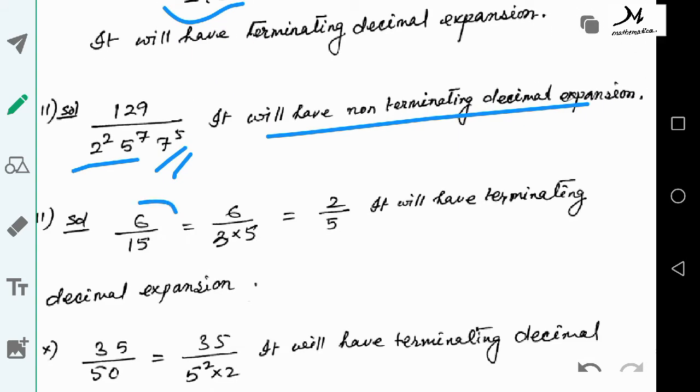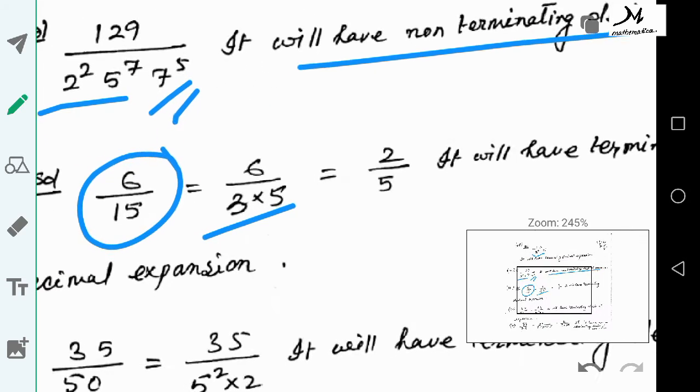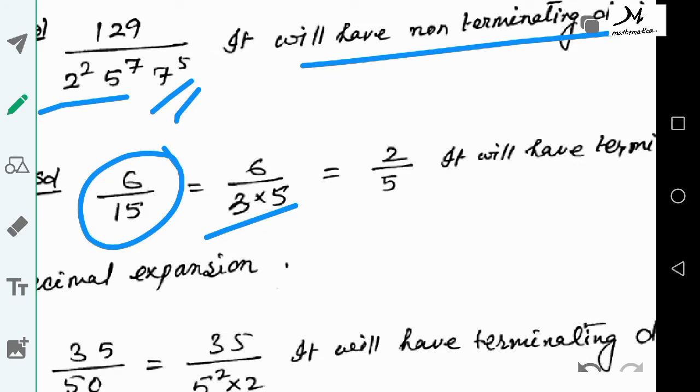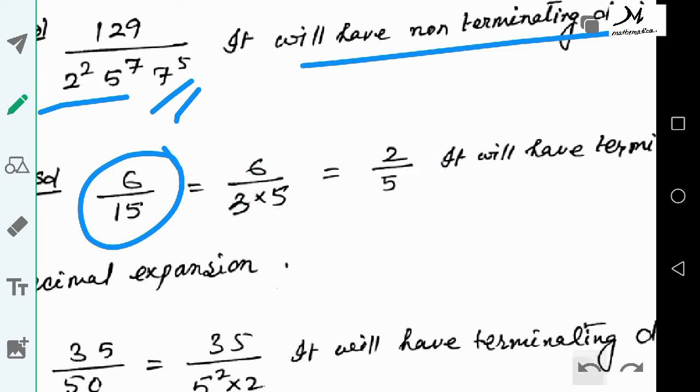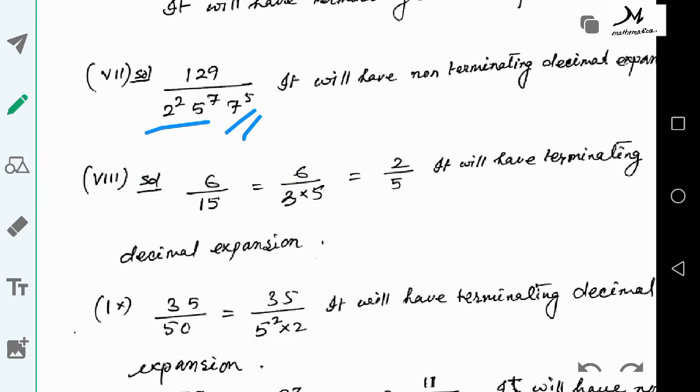Then here you see 6 by 15. 15 is factorized as 3 into 5. You may think that there is a factor 3 other than 2 and 5, so it should not have terminating decimal expansion, but it does have terminating decimal expansion, as we can cancel 3 in 6 by 3, so the result is 2 by 5. Now as the denominator is only 5, we can say that it will have terminating decimal expansion.